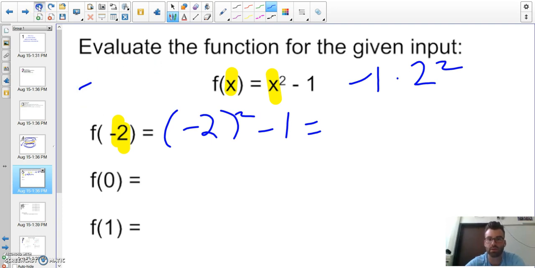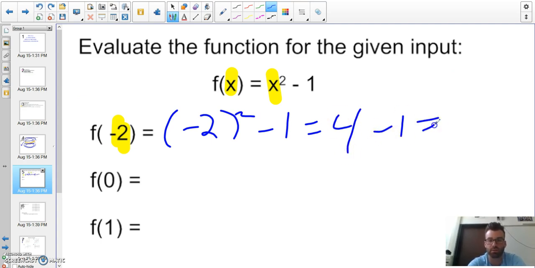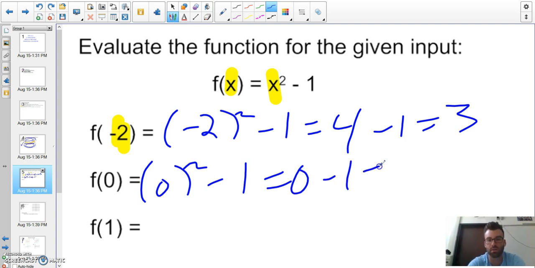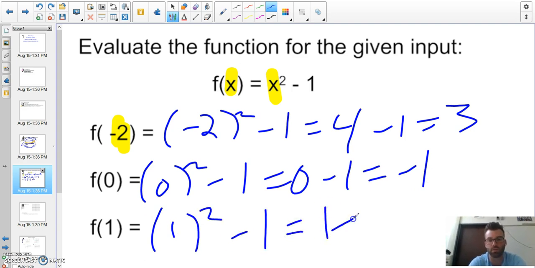All right, so make sure not to make that mistake. I'm sure some of us will, so let's go: 4 minus 1 gives me 3. Same thing: 0 squared minus 1, 0 squared is 0, minus 1 gives you negative 1. Last one, 1 squared minus 1, 1 minus 1 is 0. There you go. That's evaluating a function.